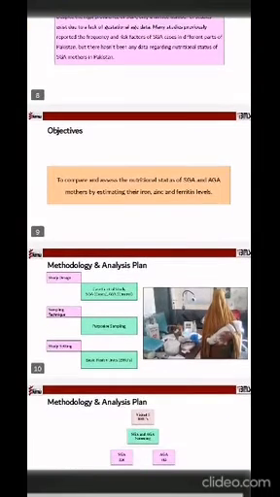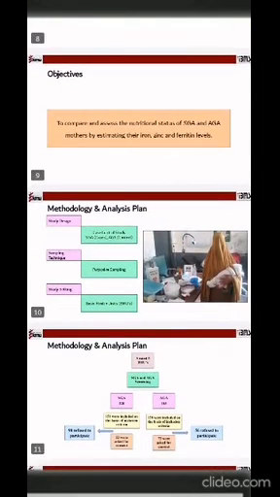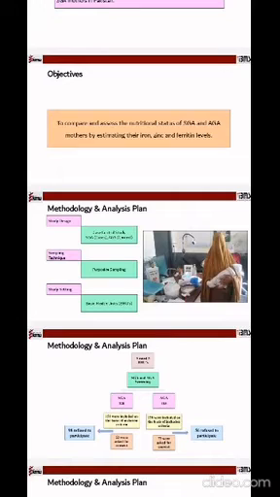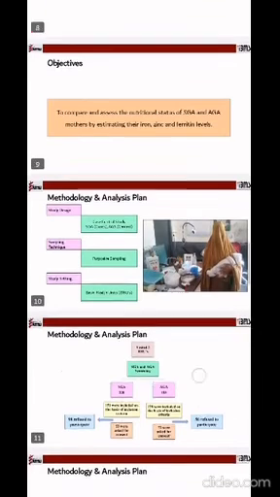Objectives: to compare and assess the nutritional status of SGA and AGA mothers by estimating their iron, ferritin, and zinc levels. Methodology and analysis. The study design was case control, where the cases were SGAs and the AGAs were taken as controls. Sampling technique. It was purposive sampling. The study settings were BHUs.